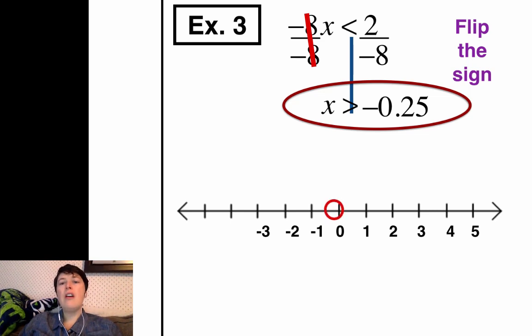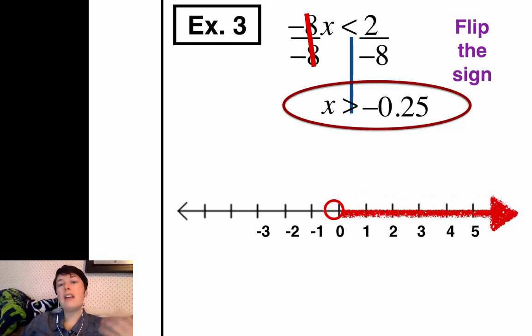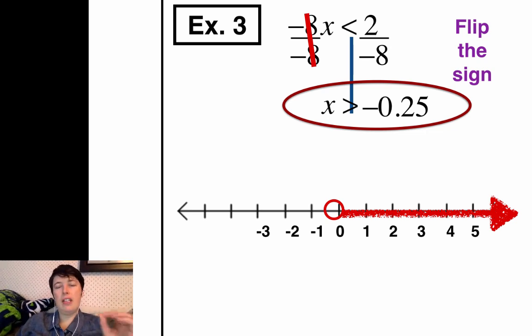I'm going to circle close to 0. Notice it's -0.25. It's a tiny decimal just a little bit to the left of 0. So I'm going to circle just a little bit to the left. And then my answer is x is greater than -0.25. So anything greater than, which would be to the right, counts as a solution. Now there's no equal sign, so I have to leave it as an empty hole, and that's going to be my answer.